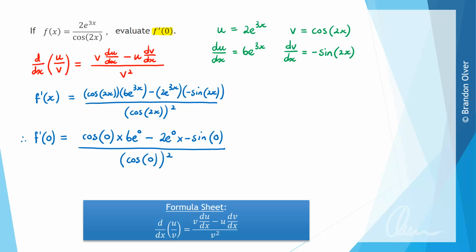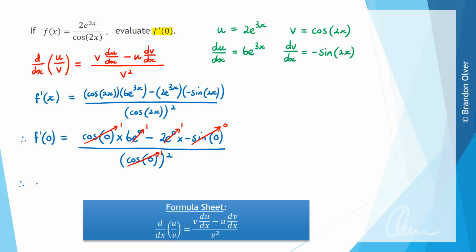Now remembering our exact values, cos of 0 is equal to 1. So this will be 1 times 6 times e to the power of 0, and anything to the power of 0 is 1. And then anything to the power of 0 is 1 applies again there, and sine of 0 is equal to 0. And again, cos of 0 we just discussed before is equal to 1.